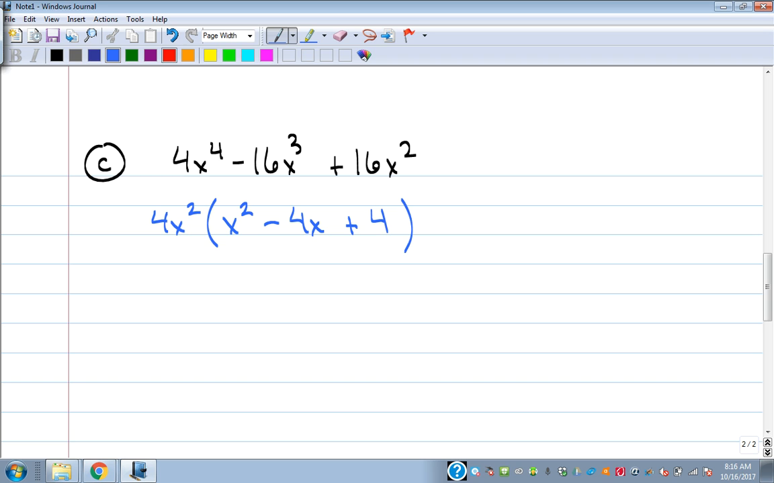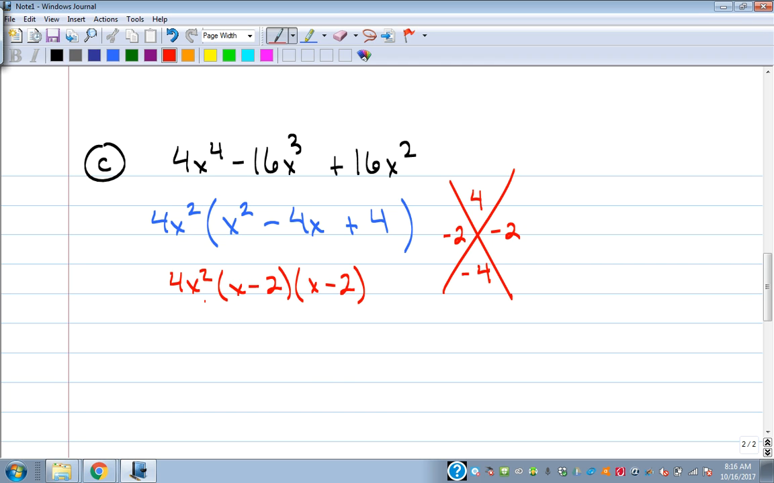tells us to do what method? X method. Multiply to be positive 4, add to be negative 4. What could do that? Negative 2 and negative 2. Can I go straight to my factors? What's in front of x squared? Nothing. There's a 1 in front of that, so that allows me to go straight to x minus 2 and x minus 2.